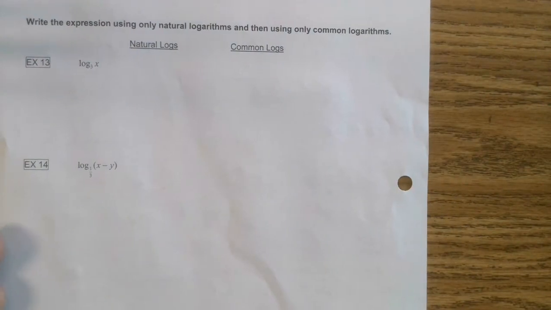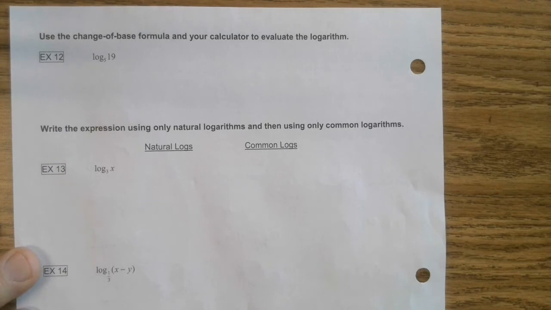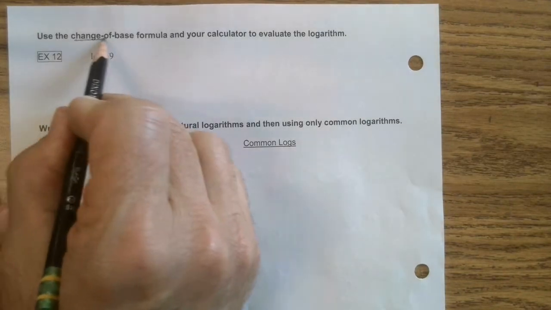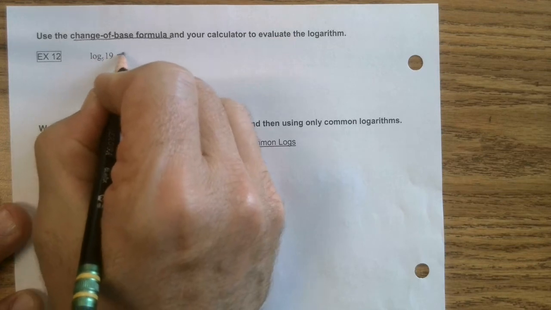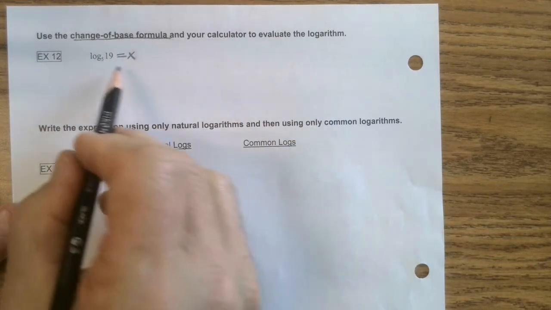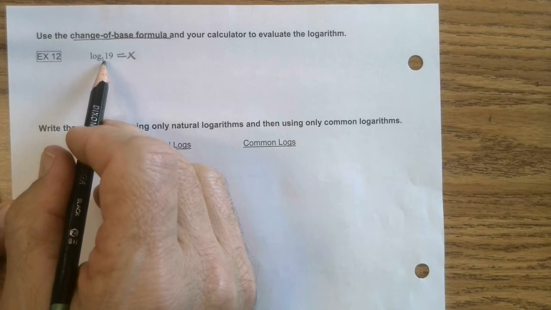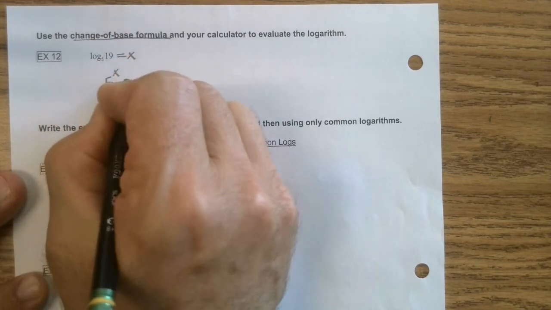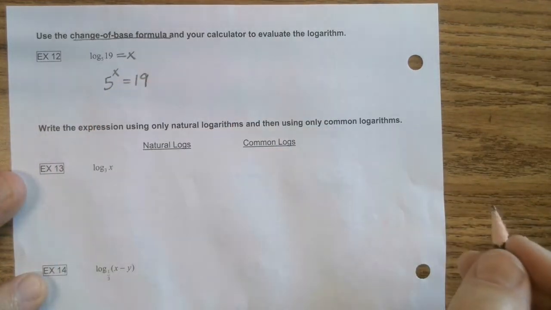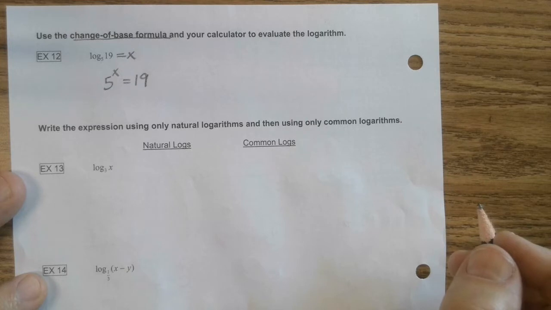Yes, there is. Okay. Now this problem says use the change of base formula in your calculator to evaluate the logarithm. Now, I'm not going to use the change of base formula because I want you to see what's going on. So this is simply something you've been doing. It's just not a very neat and tidy problem. So this says 5 to some power equals 19.